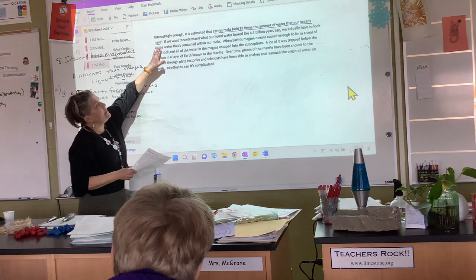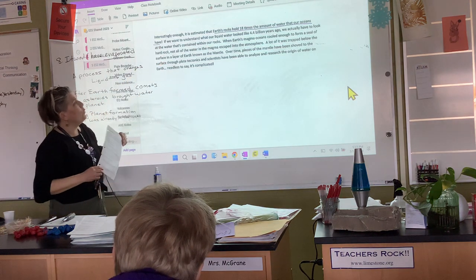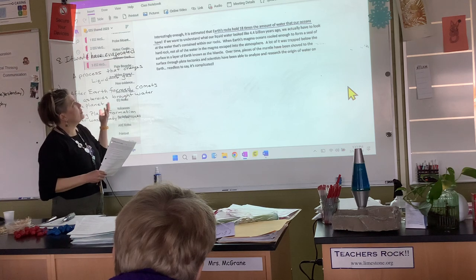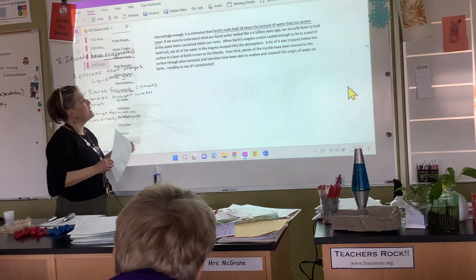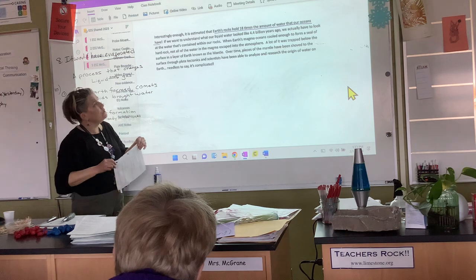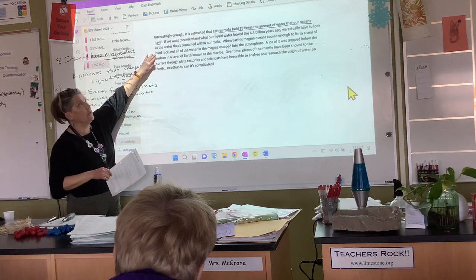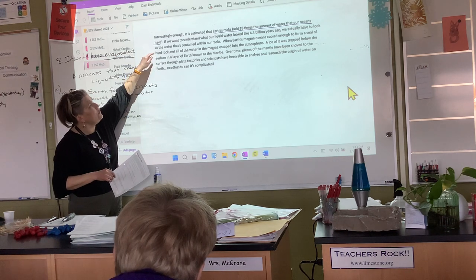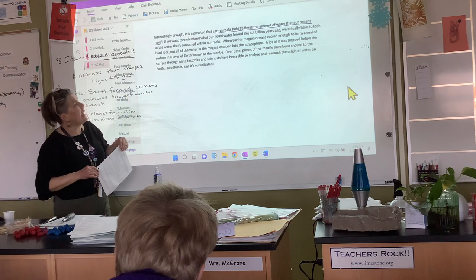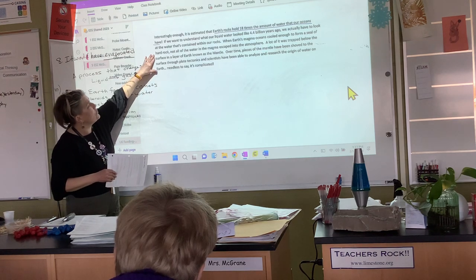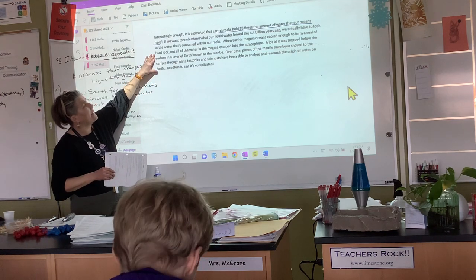If we want to understand our liquid water and what it looked like 4.4 billion years ago, we actually have to look at the water that's contained within our rocks. When Earth's magma oceans cool to form a seal of hard rock called the crust, not all of the water in the magma escaped into the atmosphere. A lot of it was trapped below the surface in a layer of earth known as the mantle.